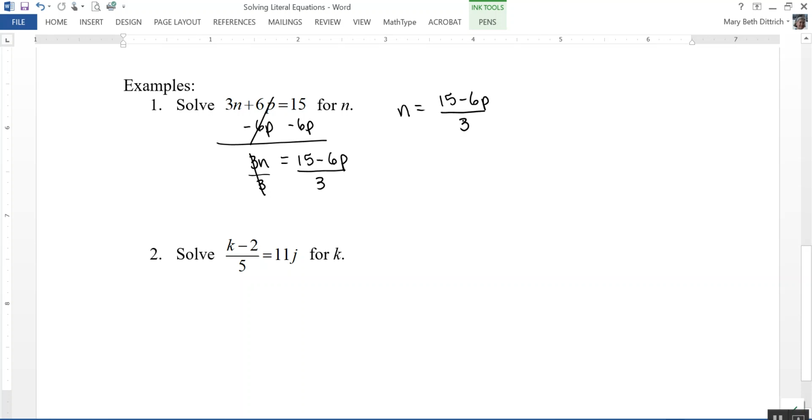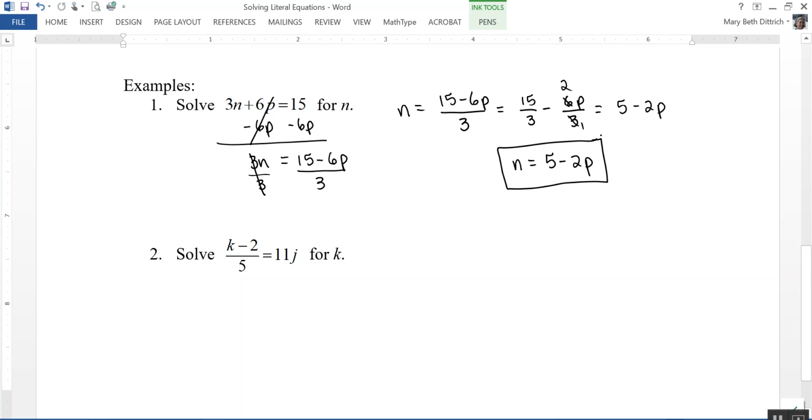But I'm looking at that and seeing that each one of those numbers can be divided by 3. So I'm going to simplify this a little bit. I can write the numerator as each of those terms over 3. So I can write this as 15 over 3 minus 6p over 3. 15 over 3 is 5, and 6p over 3, I can do some canceling there, is going to give me a negative 2p. So my final answer is n equals 5 minus 2p. Now, you're going to get some funny looking answers, but that's okay. What we did there was we took our original equation and we solved it for n in terms of p. Let's take a look at our last example here.